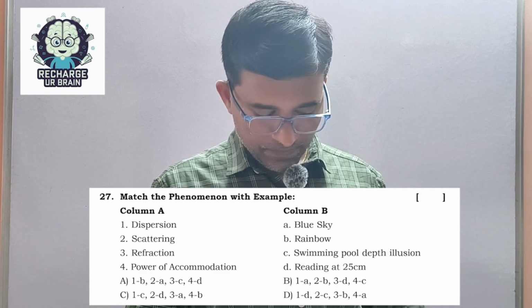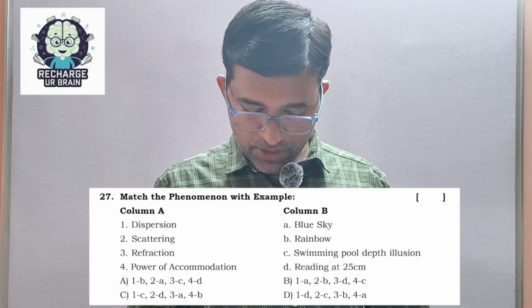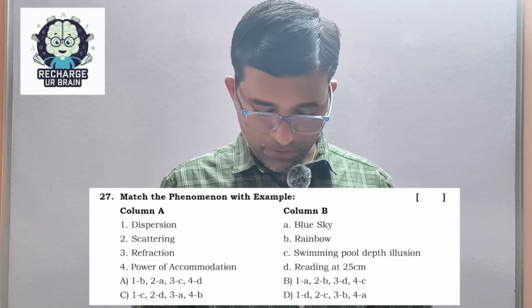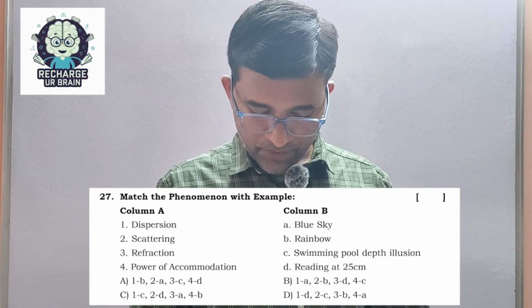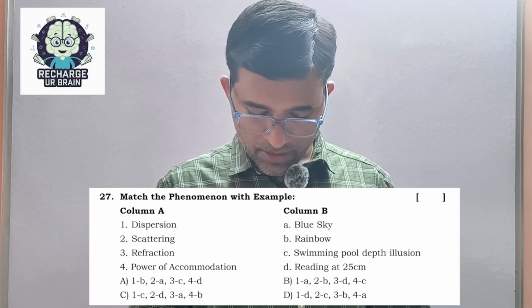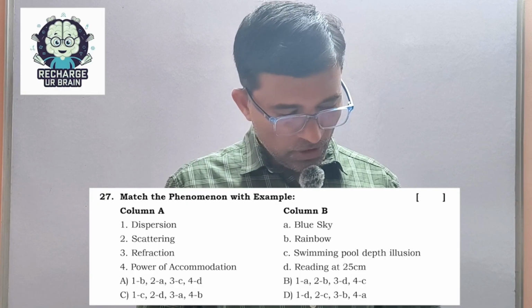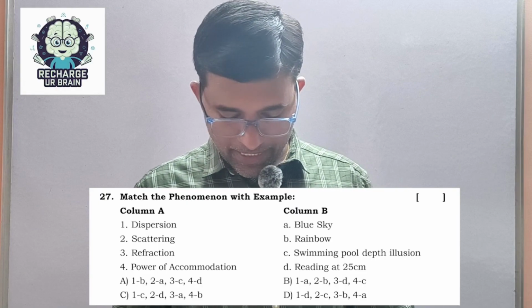Okay, dispersion gives rise to rainbow. Scattering, blue sky. Refraction, swimming pool depth illusion. Power of accommodation, reading at 25 centimeter. So for this one, the right option is A.